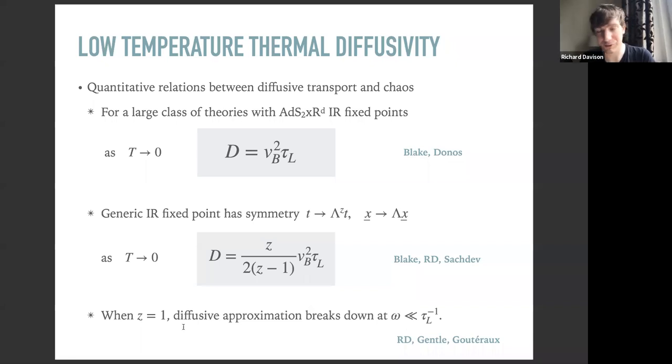So this last set includes the Schwarzschild black brane. Okay, so as someone mentioned at the very start of the talk, in just Schwarzschild black brane, there is no diffusive transport of energy. So this relation for the diffusivity does not apply in that case.